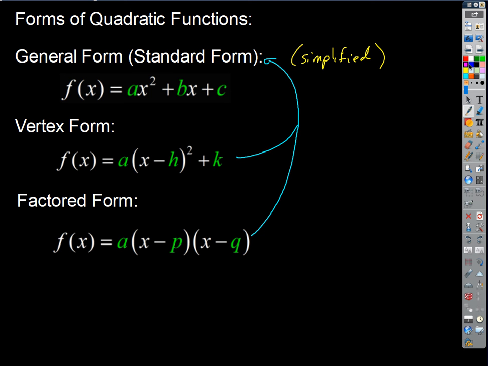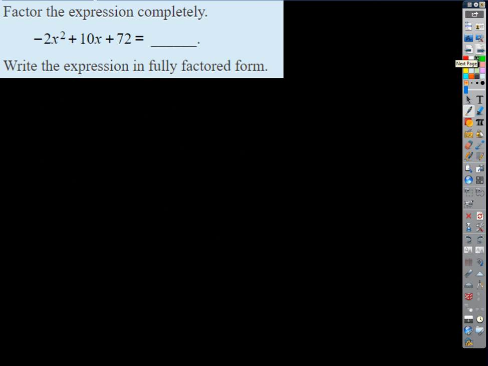Okay, now let's look at the other things we could maybe do. We might want to start in standard form and turn it into factored form. Okay? You've done that. That's just factoring. Let's look at an example. So write this in fully factored form. You've done stuff. This is actually an exact problem I put from unit 2. So you've done this exact problem before. Let's go through the steps.